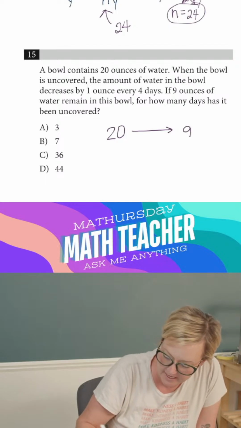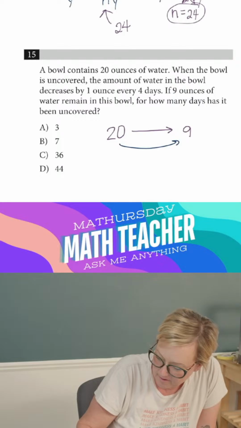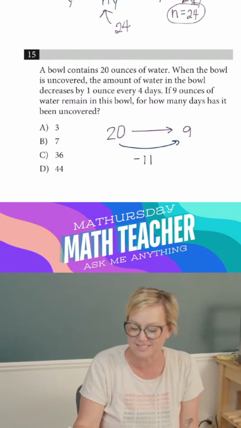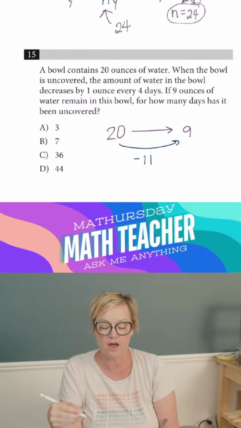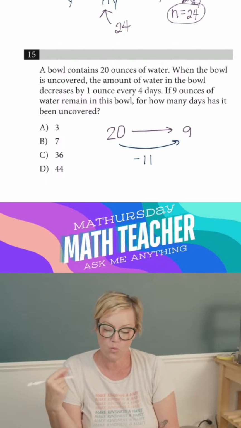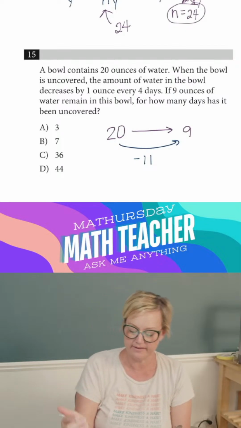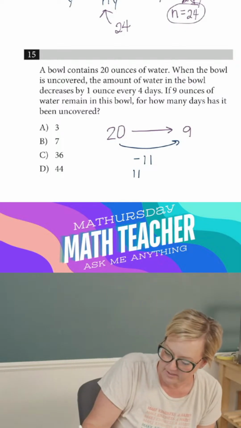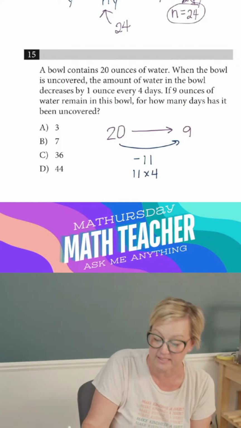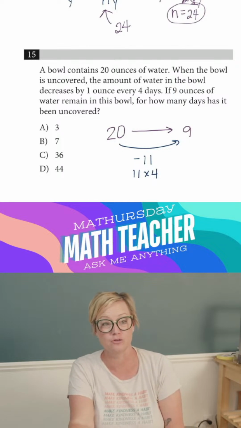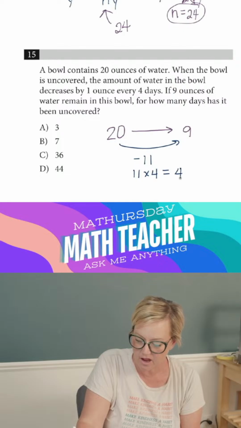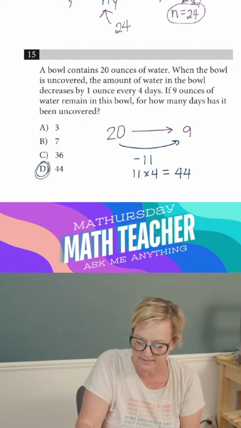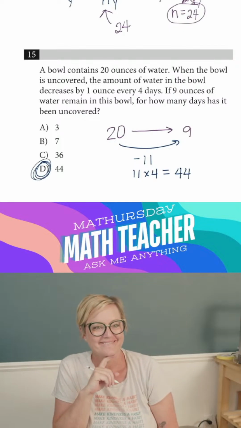Okay, so what's happened here is we've done minus 11. So we have lost 11 ounces. If I'm only losing 1 ounce every 4 days, that would be 11 ounces times 4, because it took four days to lose each of those ounces, then it's been uncovered for 44 days. The answer is D.